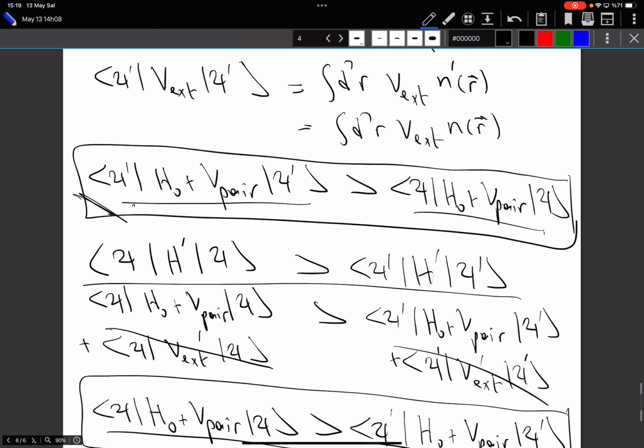Then I looked at the matrix elements of H prime. And remember, psi prime is the ground state of H prime. Psi is some other state. So the expectation value of H prime in the psi state should be larger than the expectation value of H prime in the psi prime state.